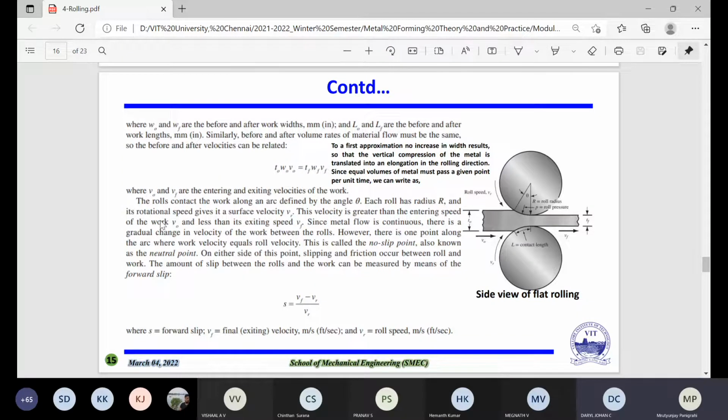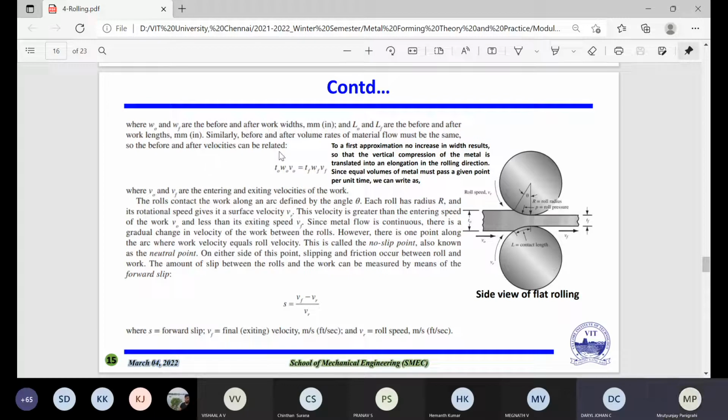Okay, so now we have to understand that the velocity also, the roll speed or the velocity of the workpiece, we have to consider. Similarly, the before and after volume rates of the material flow. We are talking about the material flow. Maybe later the velocity of the roll will also come, because two things you have to remember. Do not be confused. Similarly, the before and after volume rates of the material flow must be the same.